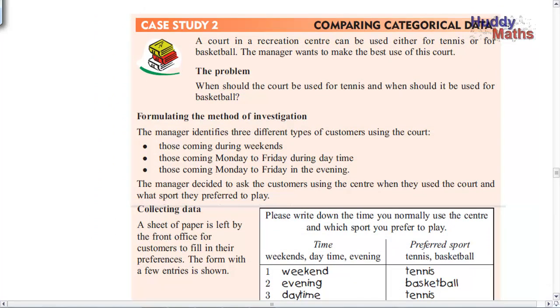particularly comparing categorical data. Okay, so here's something that you might do if you're running a business. A court in a recreation centre can be used either for tennis or for basketball. The manager wants to make best use of this court. When should the court be used for tennis, set up that way, and when should it be used for basketball? So, the manager decides to look at these 3 groups: coming during weekends, coming Monday to Friday during daytime, coming Monday to Friday in the evening. He's going to survey them, which of course is a fundamental idea in statistics.